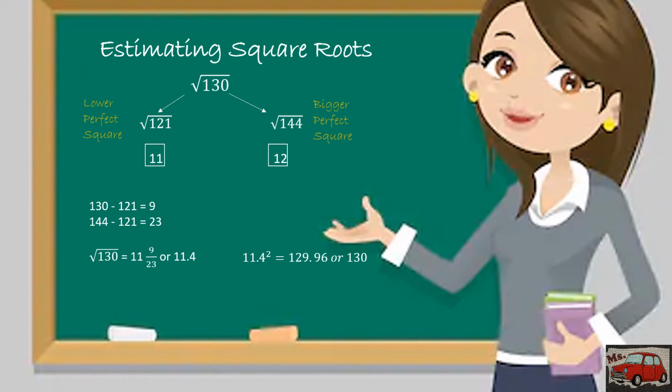Now, let's minus 133 and the lower perfect square, which is 121, and then we get 9. Then, let's minus the bigger perfect square, 144, and the lower perfect square, 121, then we have 23. So the answer now is the square root of the lower perfect square, which is 11, and then the fraction of 9 and 23, or 11.4. So if we check that, we need to square the 11.4, then we get 129.96 or 130, which is the number that we are trying to get the estimated square root.